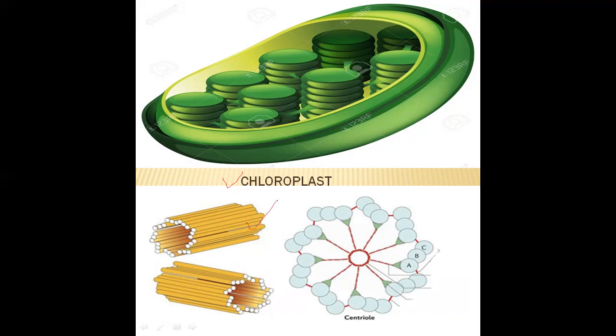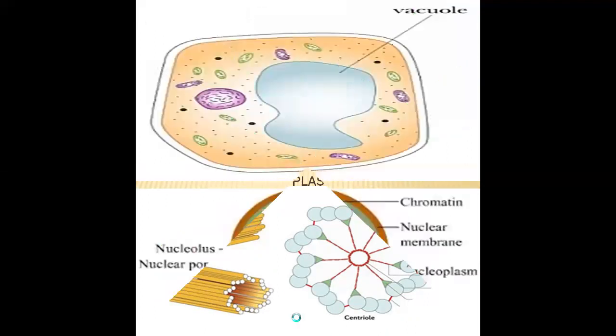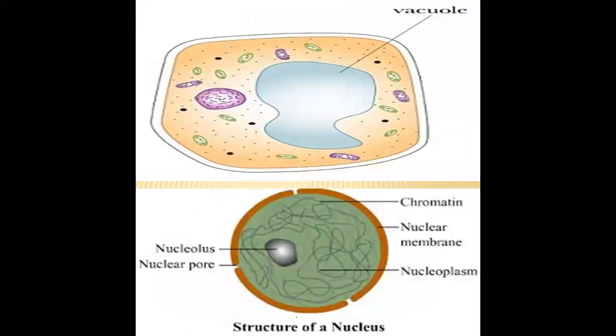Look, this one, centriole, these are two. And when you see from the upper side, it looks like star-like structures, and they are present near the nucleus in animal cells. Centrioles are not present in plant cells, because cells in plants divide differently than animal cells.